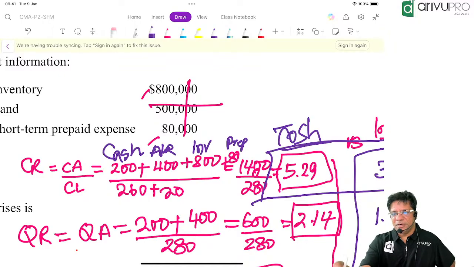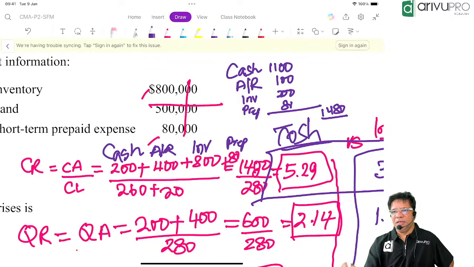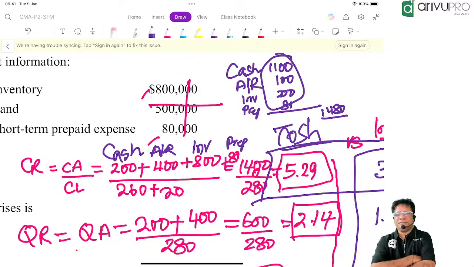Let me make it. Cash 1,100. AR around 100. Inventory around 200. Prepaid 80. Same 1480. If this is there, then you should be happy? Are you getting it? Just mathematically, you should not be happy.